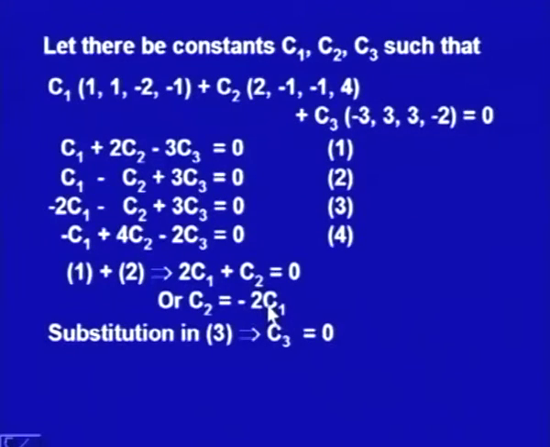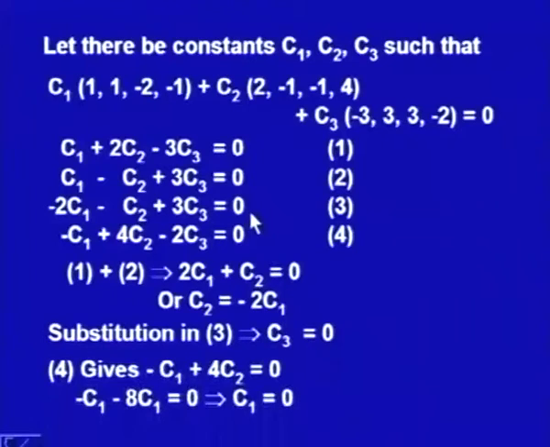Similarly, when we substitute this solution in equation 3, C2 is equal to minus 2 C1, so this will get cancelled with this. What we have is simply C3 is equal to 0. This is what we obtained from the third equation. Equation 4, if you substitute C3 equal to 0, gives minus C1 plus 4 C2 is equal to 0, and if I substitute C2 here, it is minus C1 minus 8 C1 is equal to 0, that gives me C1 is equal to 0. So, C1 is equal to 0, C2 is equal to 0, C3 equal to 0.